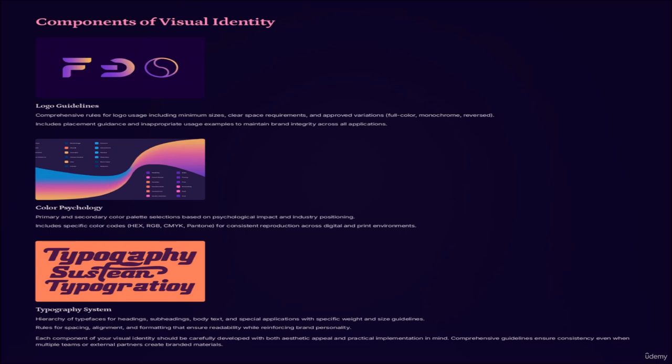Typography system, hierarchy of typefaces for headings, subheadings, body text, and special applications with specific weight and size guidelines. Rules for spacing, alignment, and formatting that ensure readability while reinforcing brand personality. Each component of your visual identity should be carefully developed with both aesthetic appeal and practical implementation in mind. Comprehensive guidelines ensure consistency even when multiple teams or external partners create branded materials.